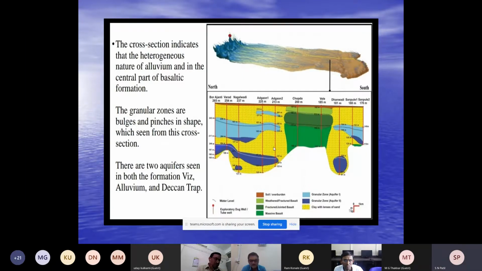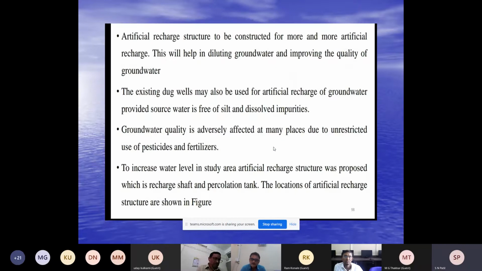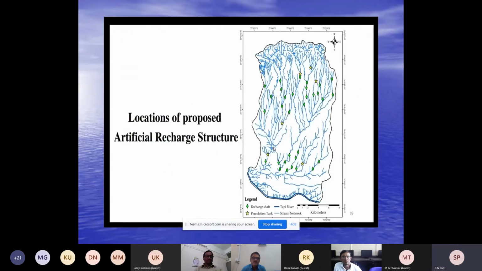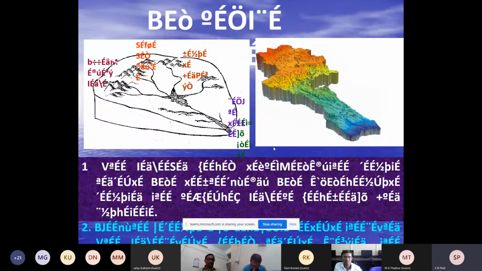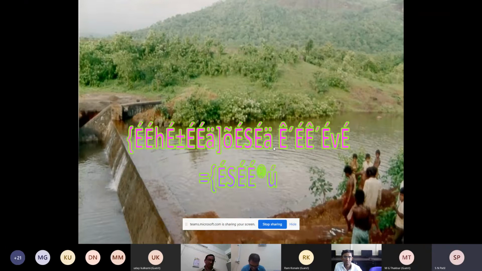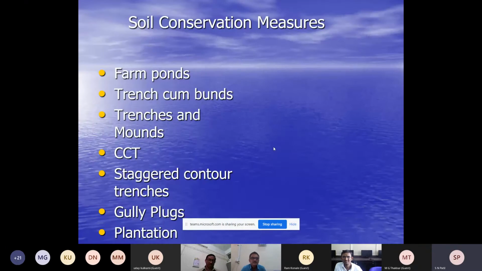Then artificial recharge structures are to be constructed for more artificial recharge, with the help of diluting the groundwater for improving the quality of water. Then we decided that these particular artificial recharge structures are suggested in the Chopra inlier area, so that water level increases. These are the general water harvesting structures or soil harvesting structures.